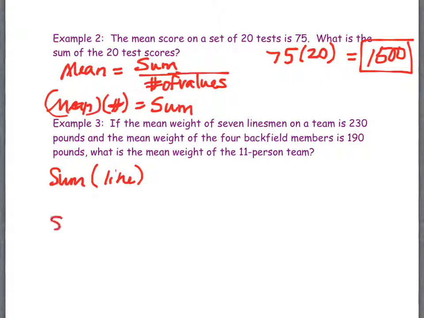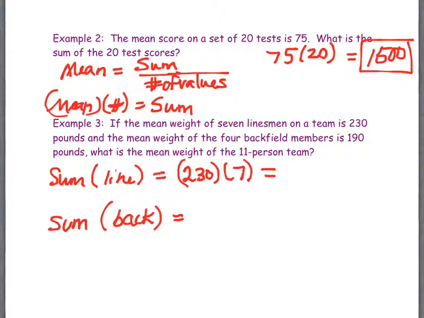That sounds like an awesome idea. So we're going to find the sum of the line and the sum of the backfield. Let me do those steps first, and then you can tell me what to do next, Lauren. So how do we find the sum of the line? Multiply by 7, the 230. Okay, so we're going to multiply the 230 by 7, just like in example 2. And what are we going to get? 1610. I heard that a couple of times.